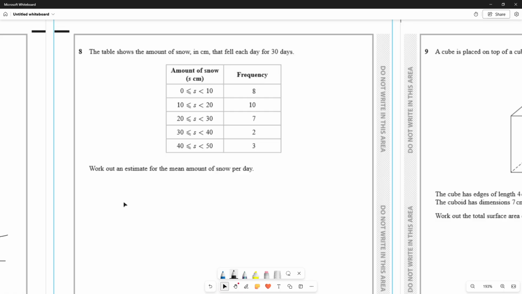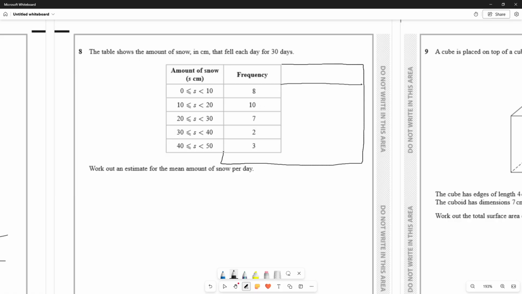Question number 10. The table shows the amount of snow in centimeters that fell each day for 30 days. Now we have an amount of snow and frequencies, and this is a table with grouped ranges. So how can we do this? I'm actually going to extend this table out here. I'll show you how to do it.